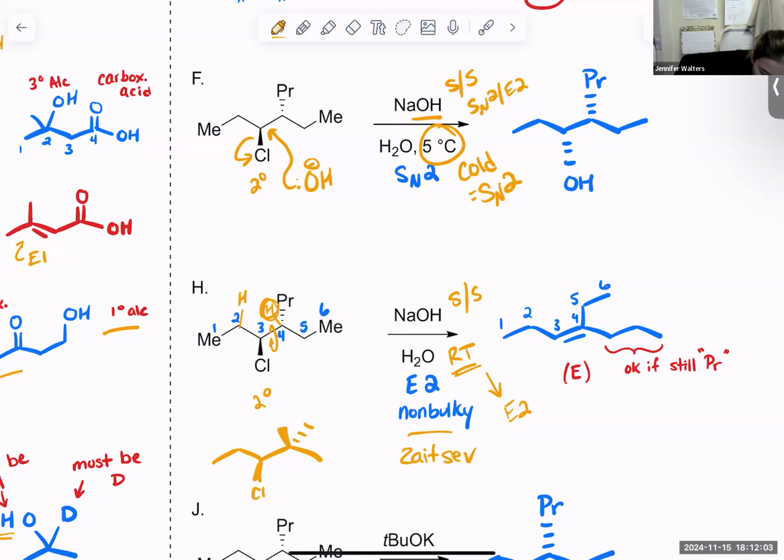So it's what we did before. I need wedge to go to dash. So the hydrogen's now on the dash, antiperiplanar to that chlorine. Wedge went to dash, dash goes to line, line goes to wedge. So now I can do my E2 elimination because now I'm antiperiplanar.